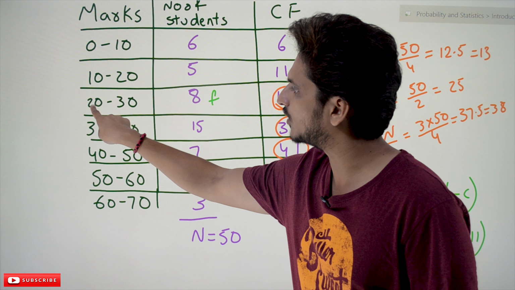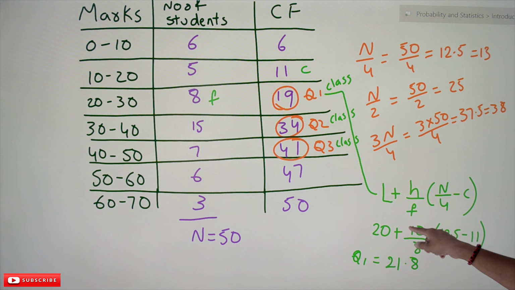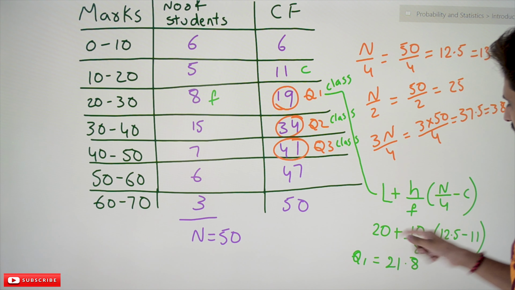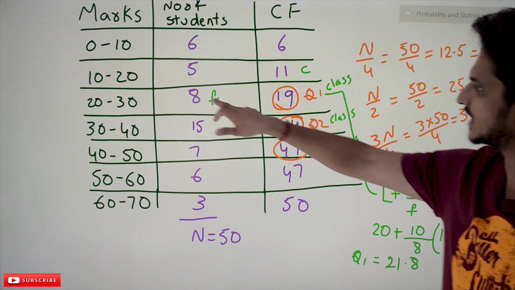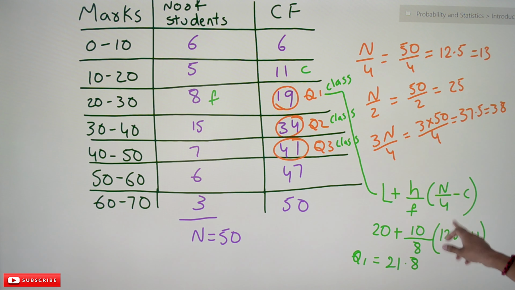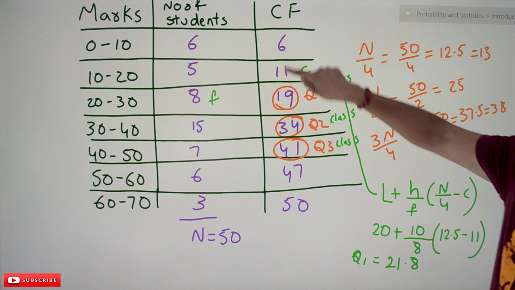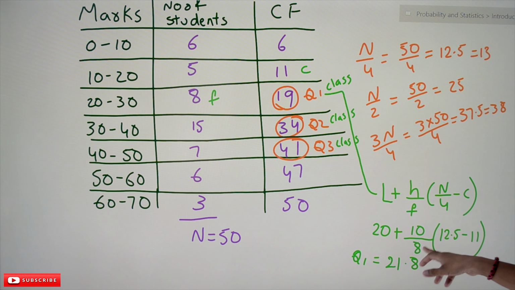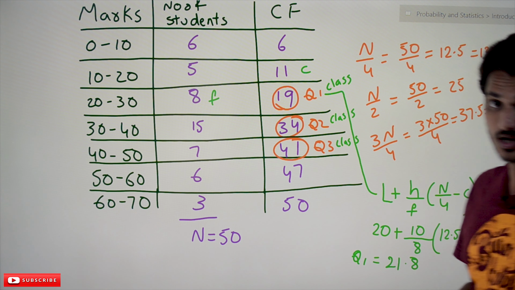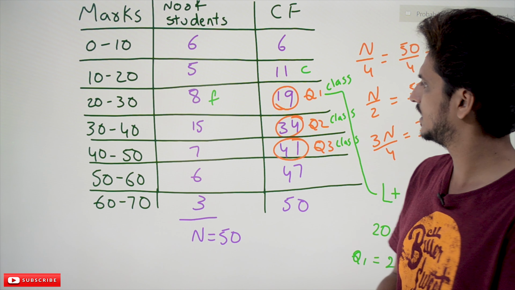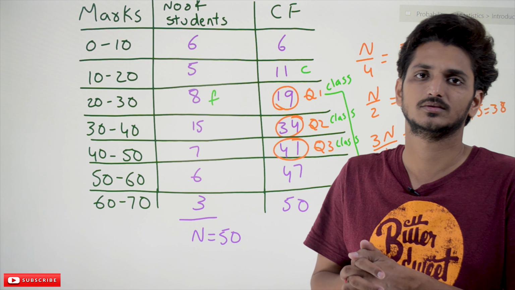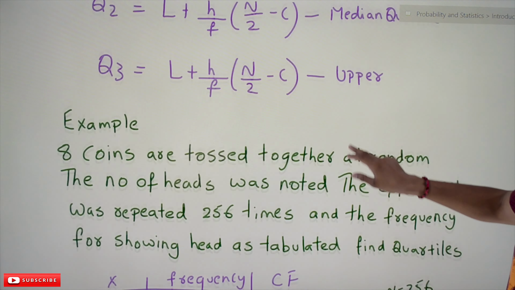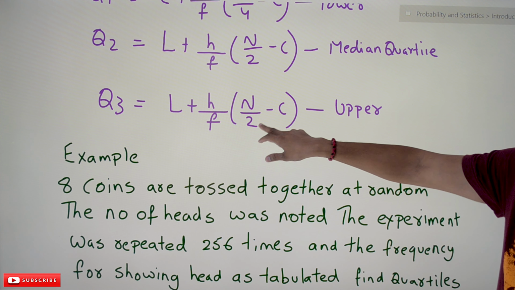What's the lower bound? 20. So 20 plus h, the class width, which is 10, divided by the frequency of this class, 8, multiplied by n by 4 minus c, where c is the previous class cumulative frequency, which is 11. This is how we find Q1 is 21.8. Our quartile point Q1 is 21.8. That is how we assign the quartile values. Similarly, you have to apply the remaining equations, which are given here: n by 2 minus c, 3n by 4 minus c. This is the change.